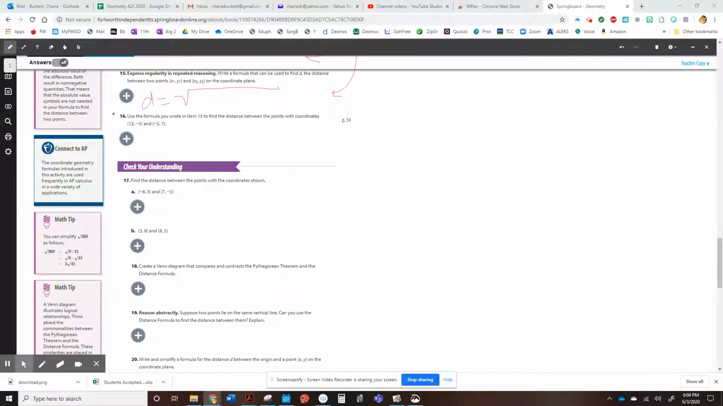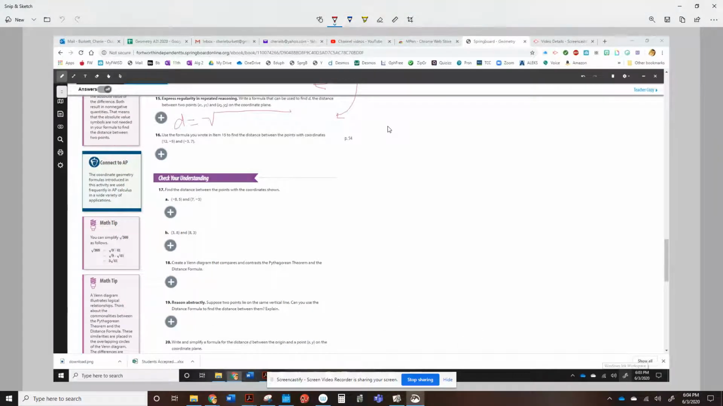Okay, so I'm going to work this one with you, and then I'm going to leave you to do number 17. But I will show you the answers to number 17, A and B, to make sure that you're getting it right. Okay, so you don't have to have a piece of graph paper. I just need an x and y axis and the general vicinity of the point 12, -5.